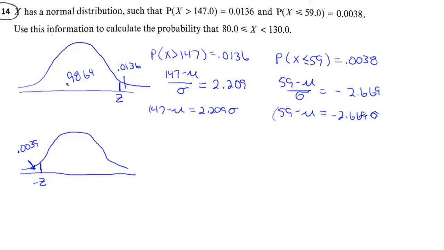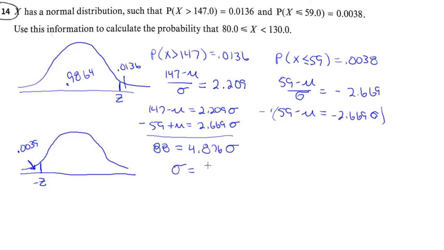I'm going to multiply the whole thing by negative 1. I'm going to stack them up. I'm going to add them together, and the mu's will go away, giving me 88 is equal to 4.876 standard deviation. Then when I divide both sides, I find out the standard deviation is equal to 18.0475. When I substitute that back into the original equation, I find out the mean is 107.132, and then that's all there is for that.